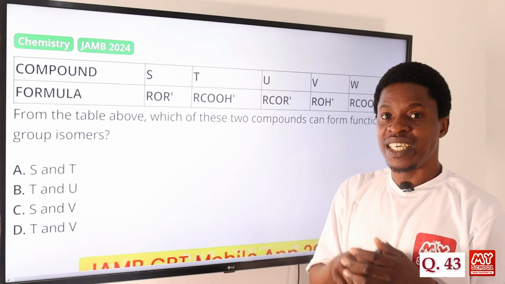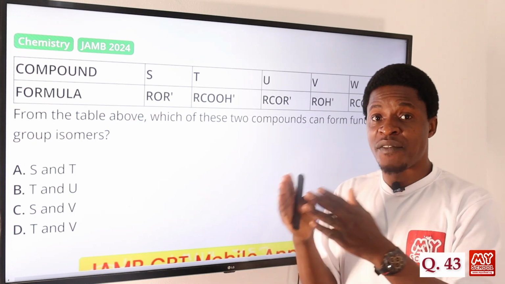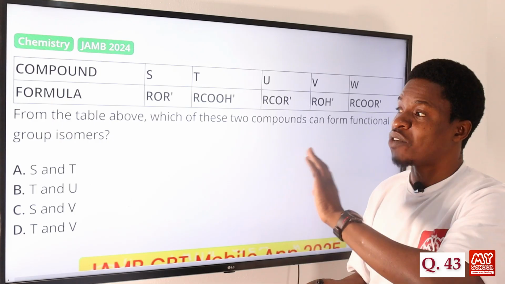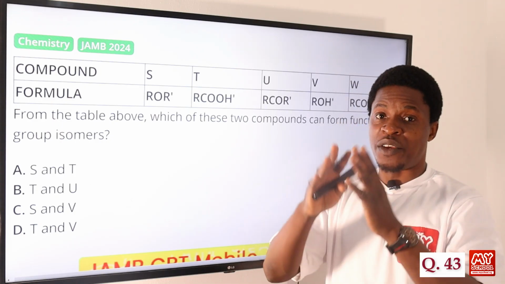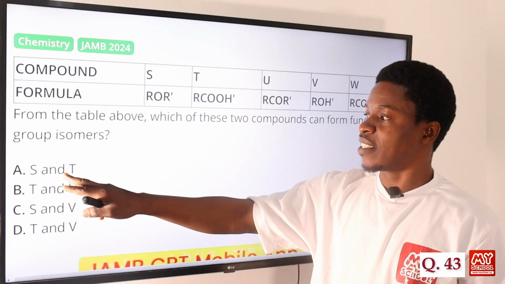So the number of carbon is the same for the 2 of them or 3 of them. The number of hydrogen will be the same. If you have oxygen, it will be the same thing for all of them. So which one among these compounds actually has the functional group isomers that are the same? Though when you draw them, they might not have the same structure. So option A says S and T.